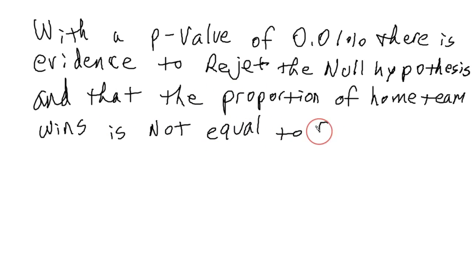to 50%. Now, the one thing that we have to be careful of is that we've only said that we've rejected the null hypothesis. That does not mean that we've proven that the alternative is true. It just means that we can definitely say that the null has been rejected. We can't really say anything else. Make sure that you're always phrasing it in terms of the null hypothesis.